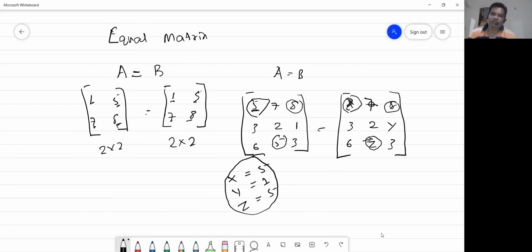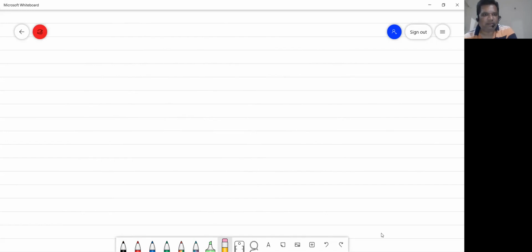Now, after this, I'll write another thing. How to add two matrices? Addition of two matrices. So I'll take a matrix A.